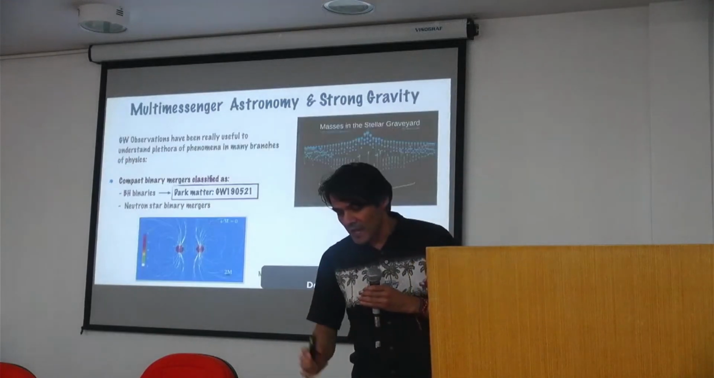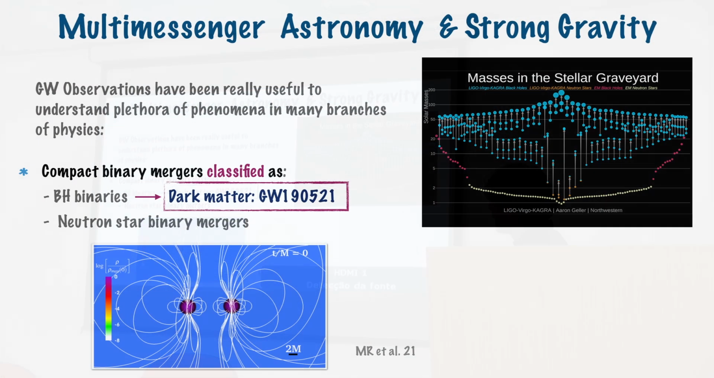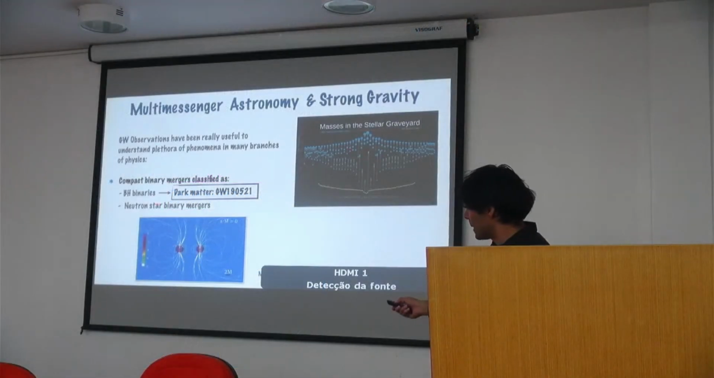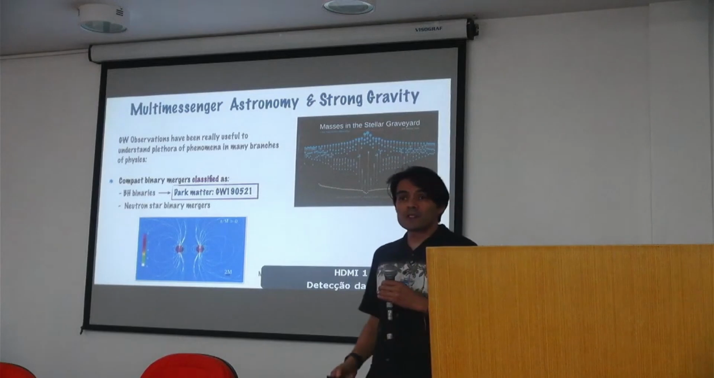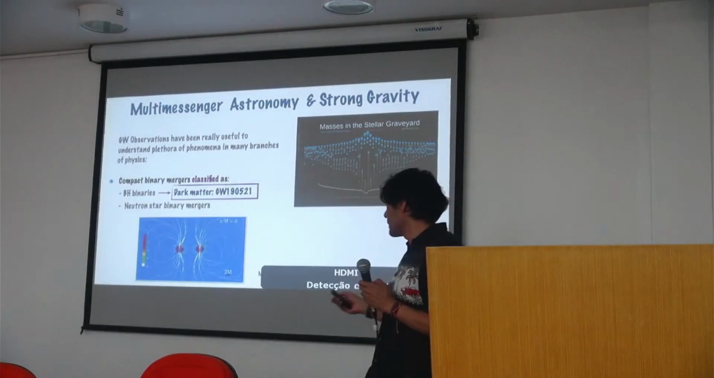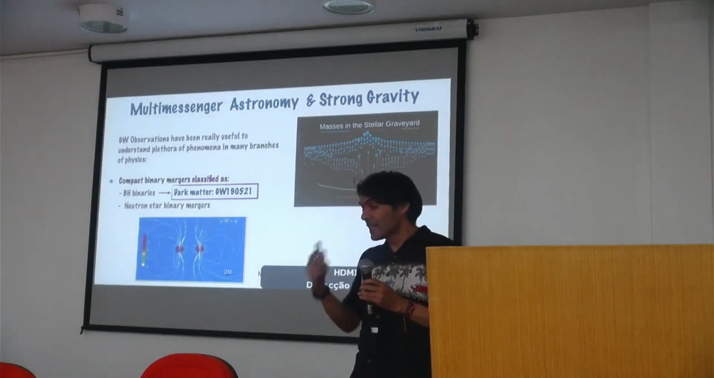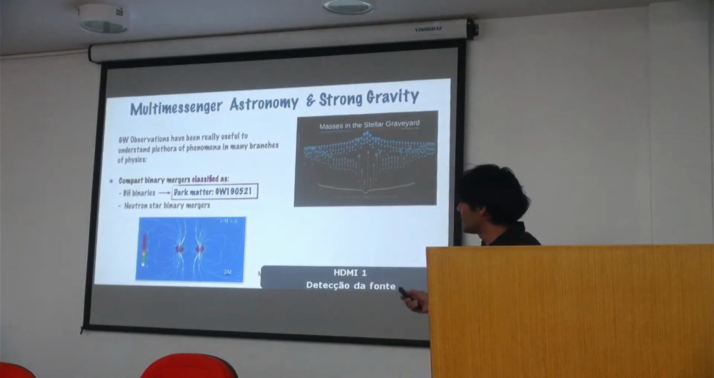Now let me go back to when I was talking about compact binary mergers, those objects that are classified as black hole binaries. But now there is this paper from people from Aveiro, Carlos, and people from Valencia, saying that maybe one of these observations, in particular GW190521, is not a black hole, but is the merger of protostars.